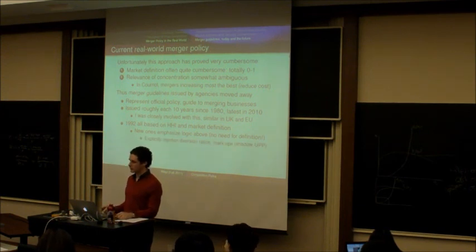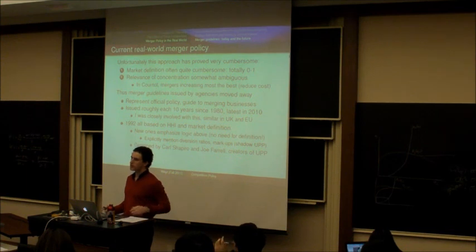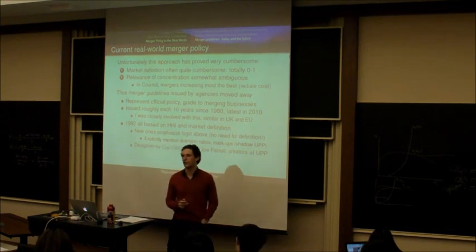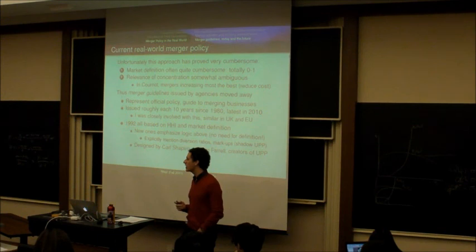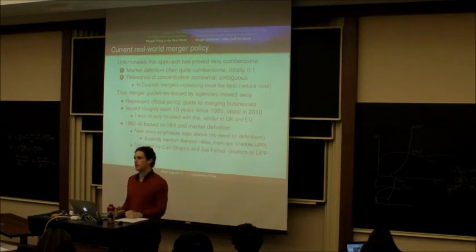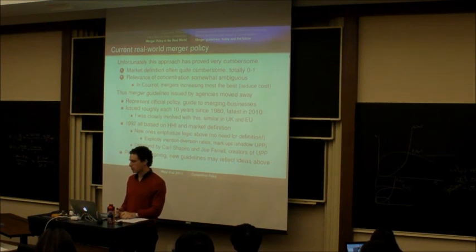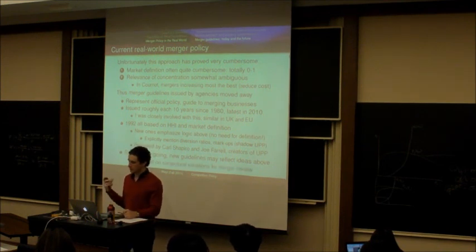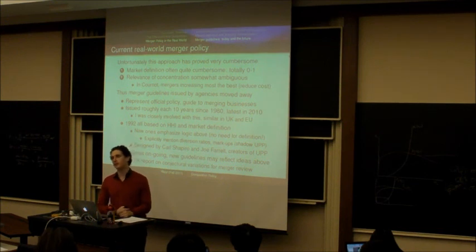They explicitly talk about diversion ratios and markups. They were designed by Carl Shapiro and Joe Farrell, two Berkeley professors who were respectively the chief economists at the DOJ and the FTC, and were the original creators of the idea of UPP. Progress along these dimensions is still ongoing, and new future guidelines may reflect some of the ideas that we talked about earlier. For example, the United Kingdom just commissioned a report on how to incorporate conjectural variations into UPP and so forth.